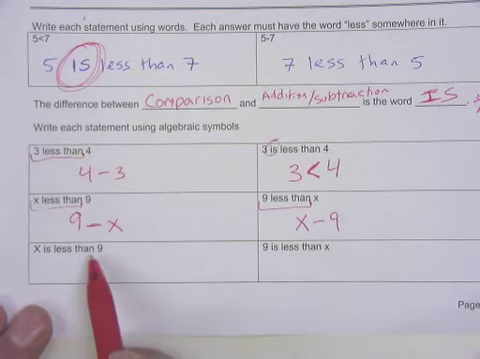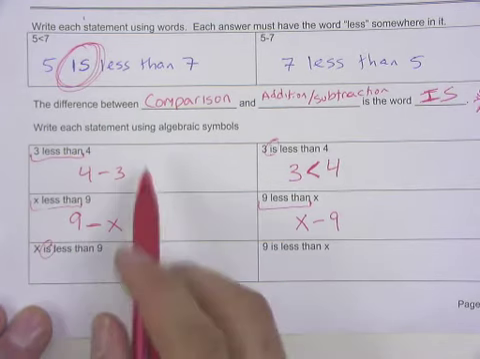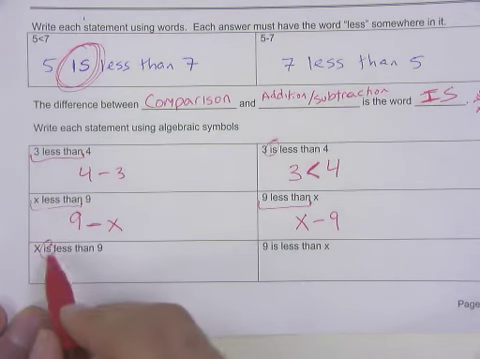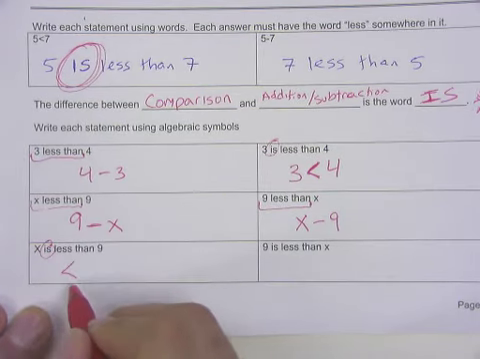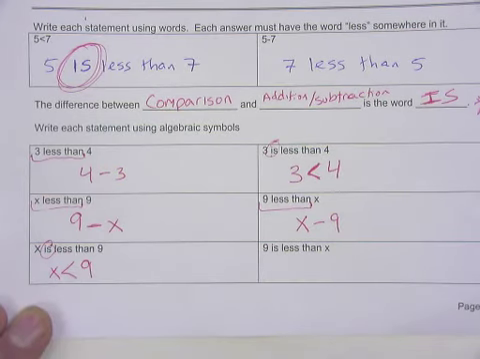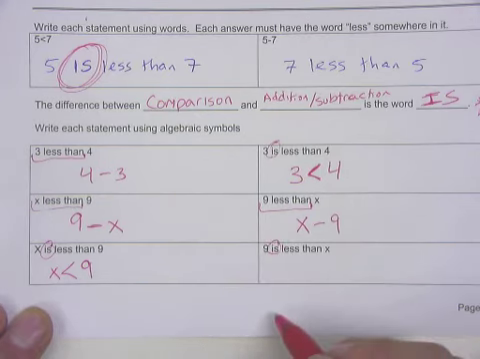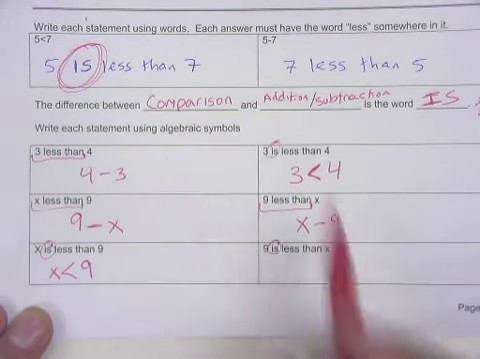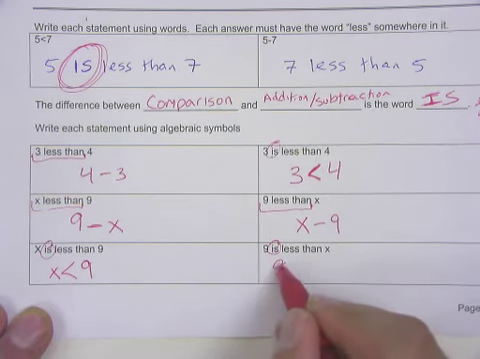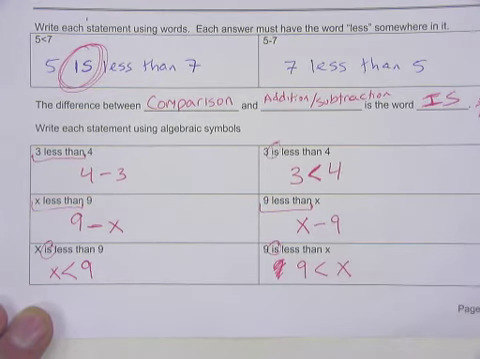How about x is less than 9? Now, because we have this word is here, we know we're looking at a comparison. So, let's see here. We've got is less than, and we're saying x is less than 9. How about 9 is less than x? Again, because of that word is, we know we're looking at a comparison. Let's go ahead and try that again. 9 is less than x. All right, we're done.